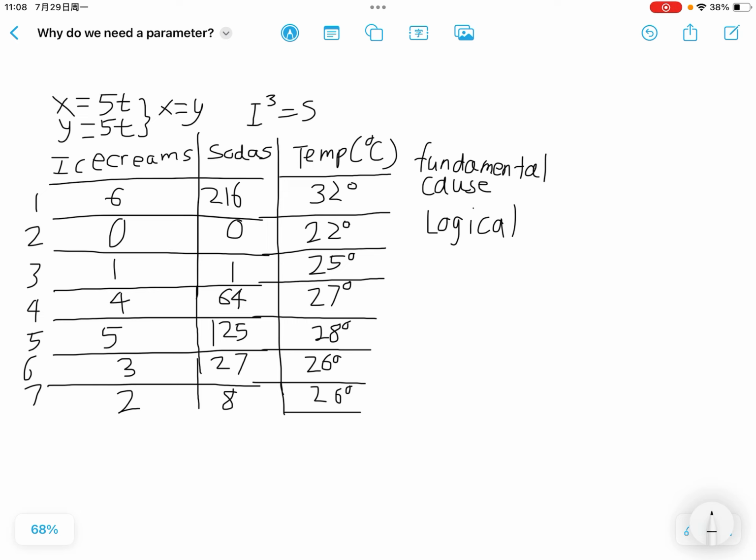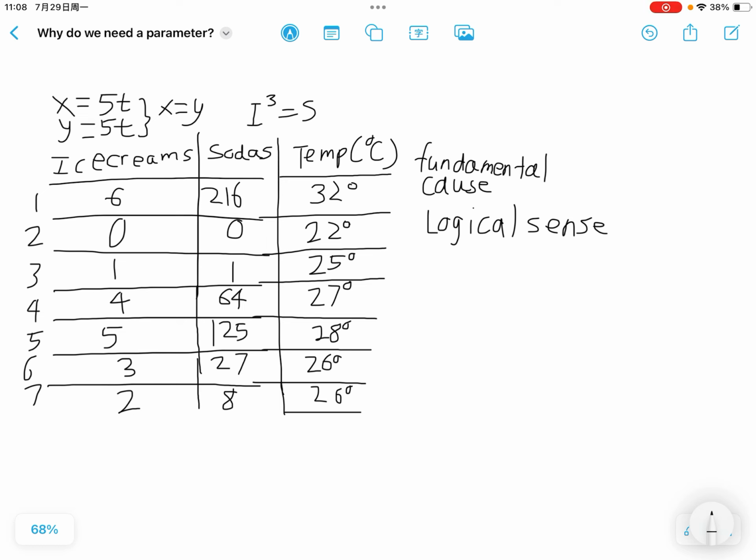Because if I just said that I cubed is equal to s, obviously that's mathematically correct, and it's really easy to figure out the trend like that. However, it's not making logical sense, because no one says that the ice creams have to have the same trend as the sodas. No one says that if the sodas don't have sales, the ice creams can't have sales. It's just that the temperature is a fundamental cause, and it affects both of these sales in the same way, such that they look like the sales affect each other themselves. So the parameter makes this logical sense. So that's the point of a parameter.